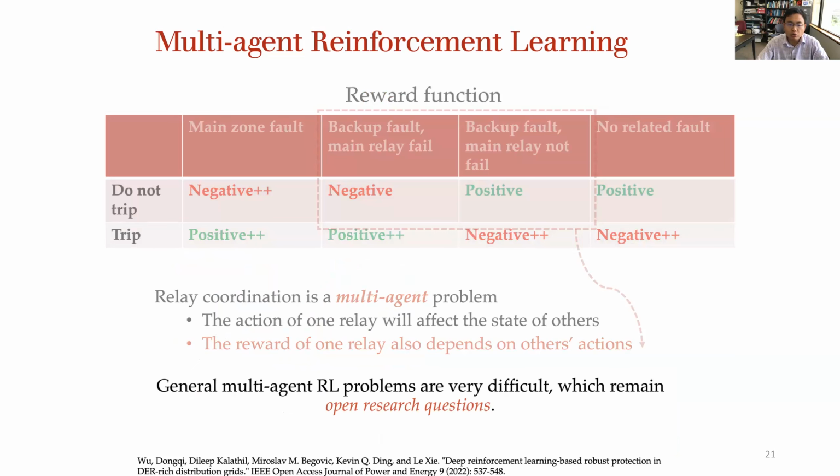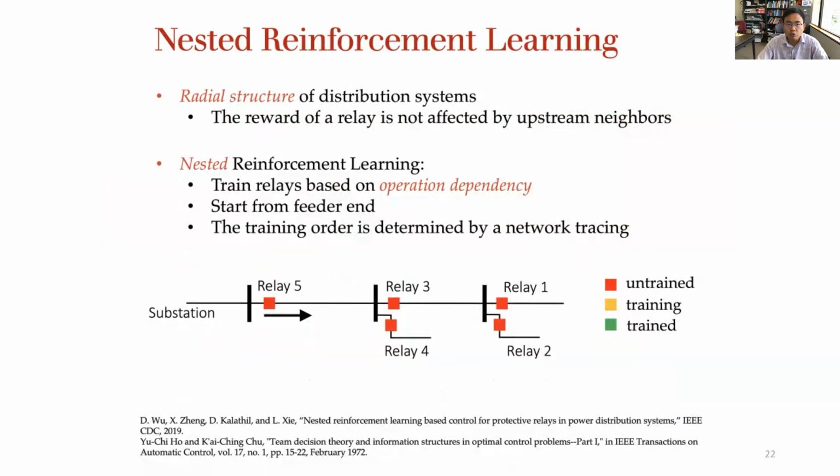In general, solving a multi-agent reinforcement learning problem is very difficult. However, here we are taking advantage of the radial structure of the distribution systems, and utilizing a nested reinforcement learning approach to make the most out of this structure, by which we mean that you first train the relays based on the operation dependency. In other words, you always start the training from the very end. When you're doing the training from the very end, it does not really matter what the status of the upstream relays is. So the training can be done in a nested way, starting from the most local information and then extending to the next layer and the next layer. That way, you can significantly reduce the need and burden on computation.